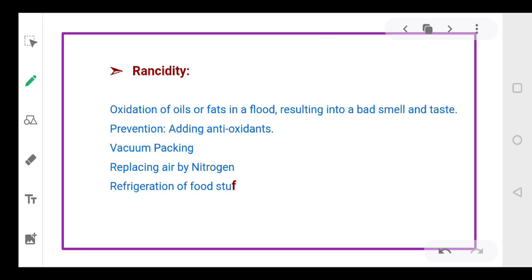Next is rancidity. I hope you remember that if you forget to keep your milk outside in the summer season, obviously it'll ferment, right? So we generally keep our food materials in the fridge during the summer so that it is prevented from rancidity. So what do we understand by the word rancidity? Rancidity means oxidation of fat and oil that are present in the food, and if they are left open, it will result in a bad smell and taste.